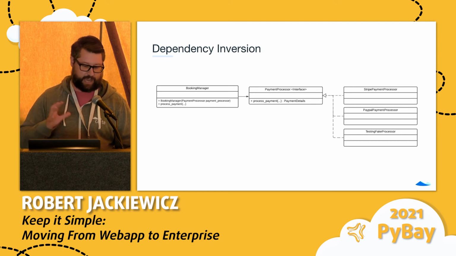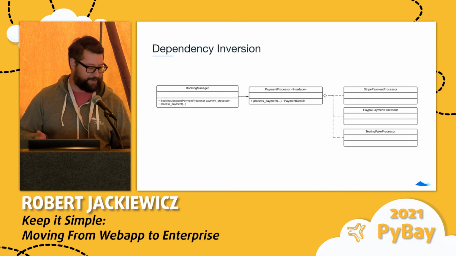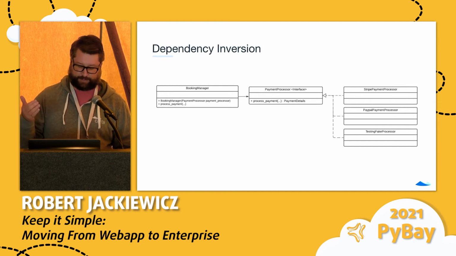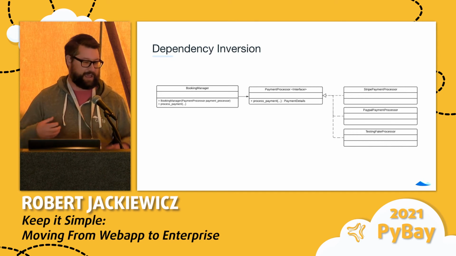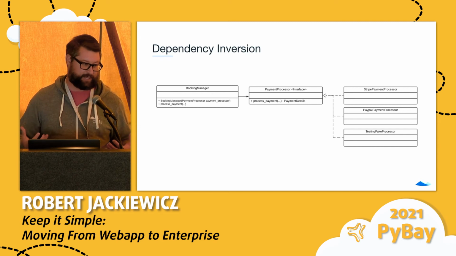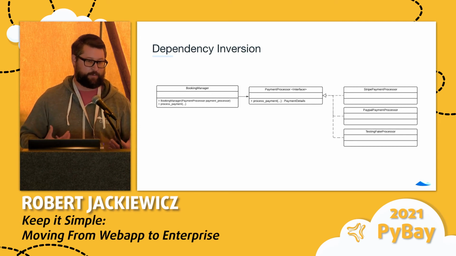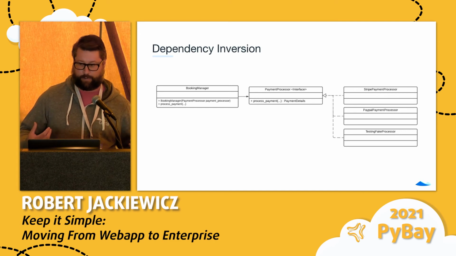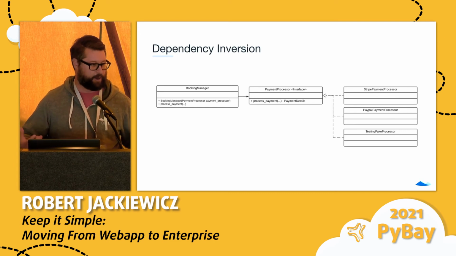So here in the diagram, you can see that we created an interface that has one method called process payment, and then we have multiple implementations. We have a Stripe implementation, we could have a PayPal implementation, or even a testing fake implementation so that we can run our tests faster, where we can run end-to-end unit tests that are collaborative, where we don't actually have to depend on a web call.